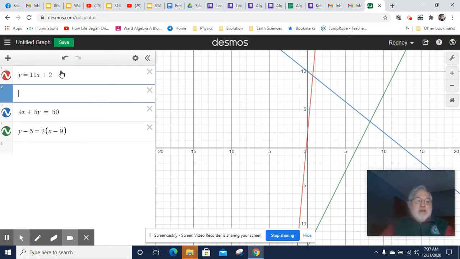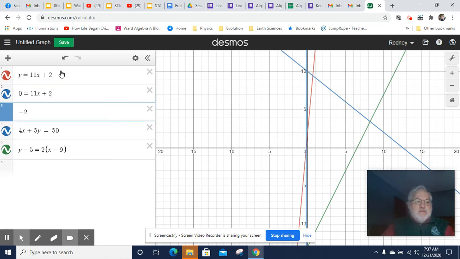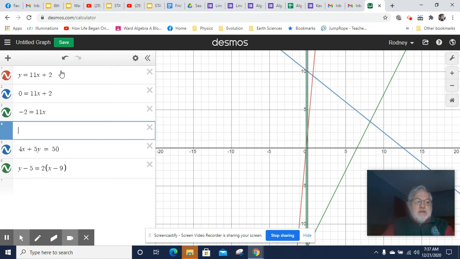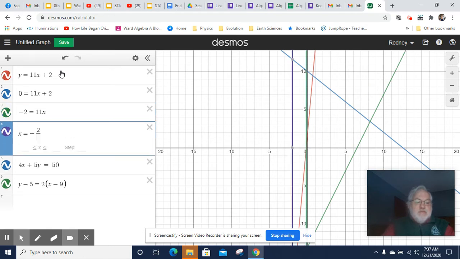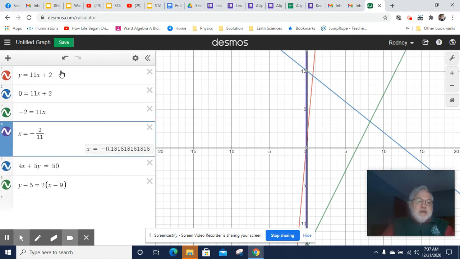One is just to say, okay, 0 equals 11x plus 2. And then we can subtract 2 from both sides. So negative 2 equals 11x. And then x will equal negative 2 over 11. Okay, so cool. That is the x-intercept.